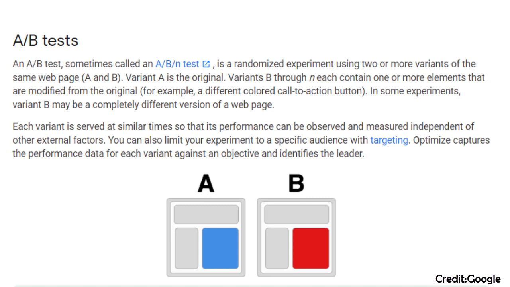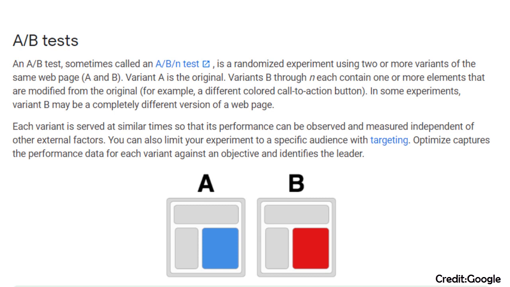And in some experiments, variant B may be a completely different version of the original web page. By the way, you've heard me saying before H0 and H1, because H0 is basically your current page, and H1 is your hypothesis. You have a hypothesis in which you believe that the new product page or the new element or the new version of the page might outperform H0. So this is why you're checking whether the new page is performing better than the original page.